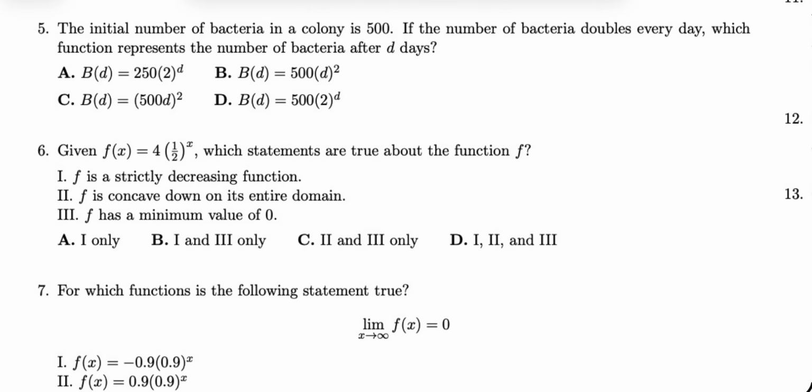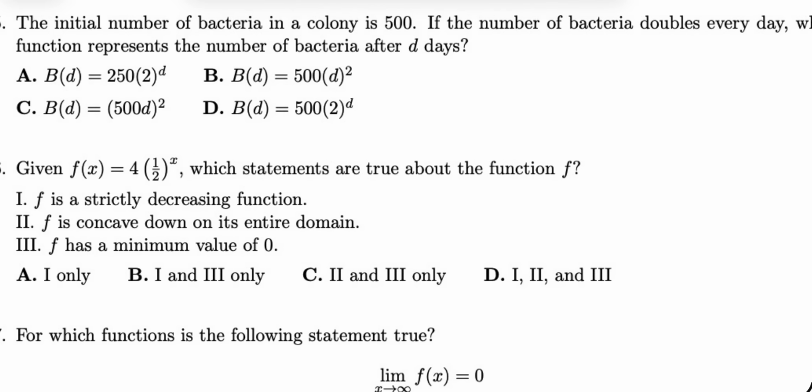The initial number of bacteria in a colony is 500. If the number of bacteria doubles every single day, which function represents the number of bacteria after d days? So we know that since the number of bacteria in the colony doubles every day, the number is changing proportionally, which means that we need an exponential function.